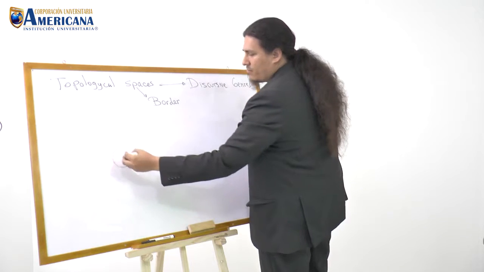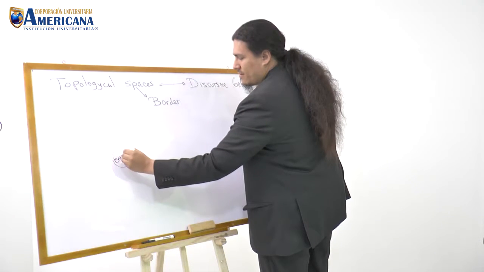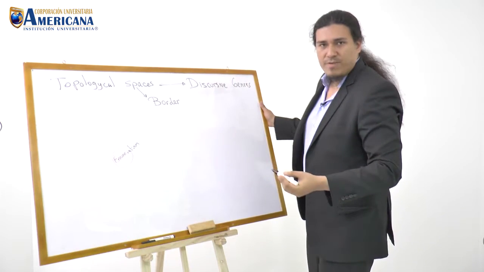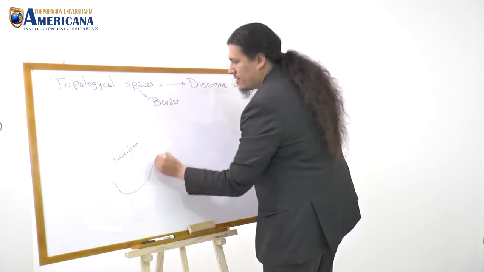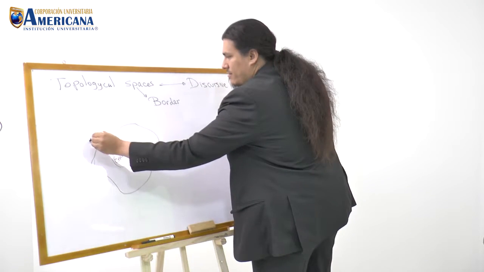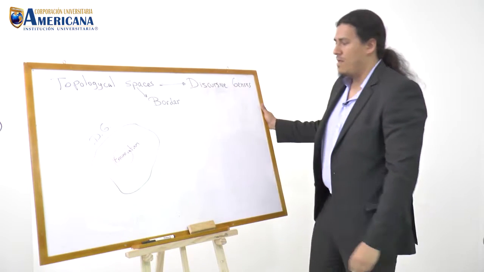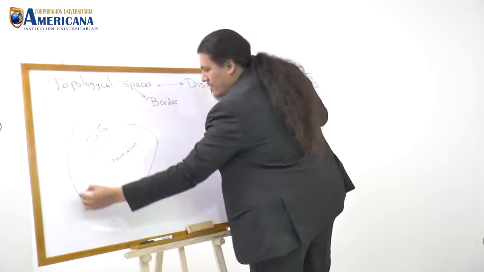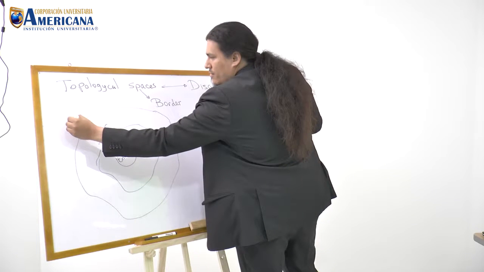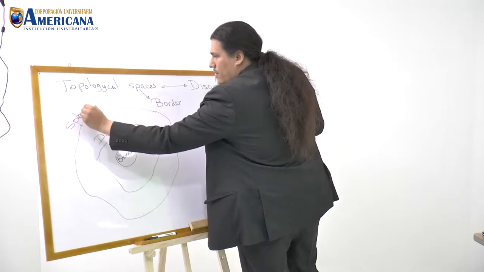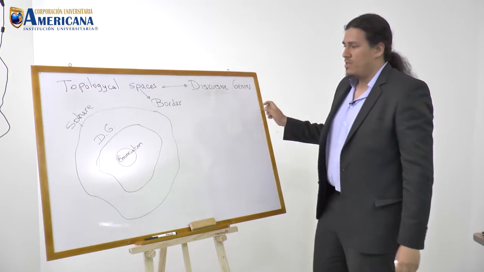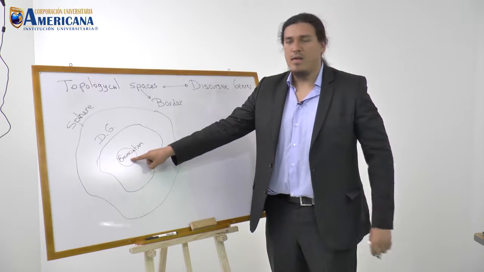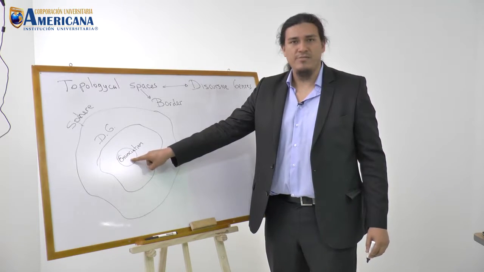Think about an enunciation that is immersed in a discursive genre, and this discursive genre is immersed too in a sphere. So, our students, the students of the project, have an enunciation.